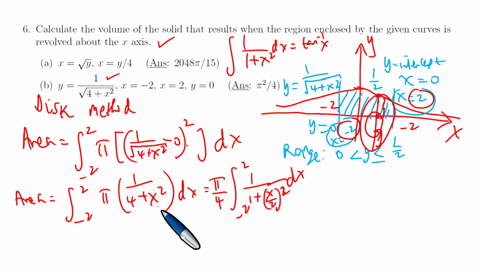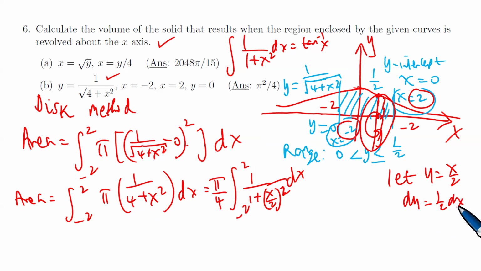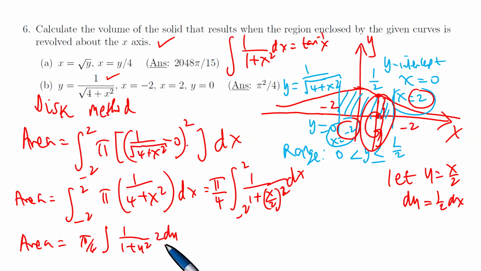But obviously, pulling out the 4 affects things. There's going to be a 4 in the denominator that's going to sit under the x. So you need to let, because this one is not a simple variable, it must be like one variable. So let u be x over 2, so that du is 1/2 dx. Now the area becomes pi over 4, the integral of 1 over 1 plus u squared. What is dx? It's 2 du.